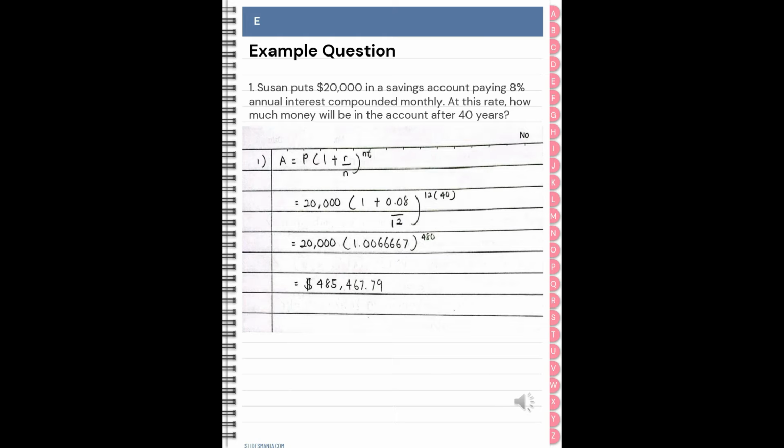So divide 0.08 by 12, and we want to find out how much money will be in the account after 40 years. 0.08 divided by 12 plus 1 is 1.006, repeating. 12 times 40 is 480. After that, calculate all of it and get a value of around $485,467.79. So that's how much money will be in the account after 40 years.